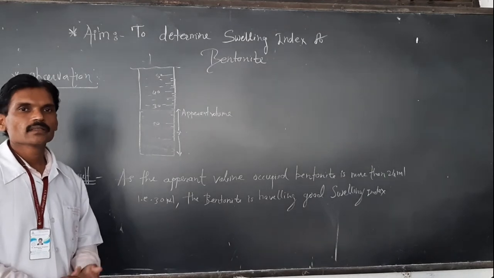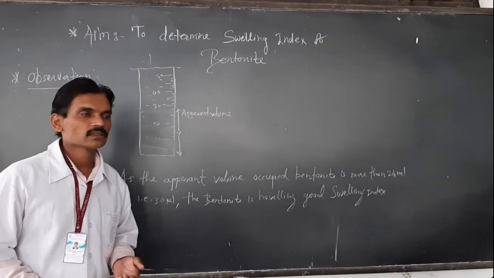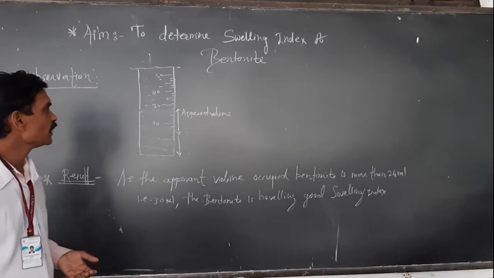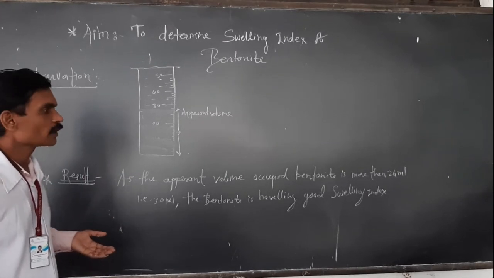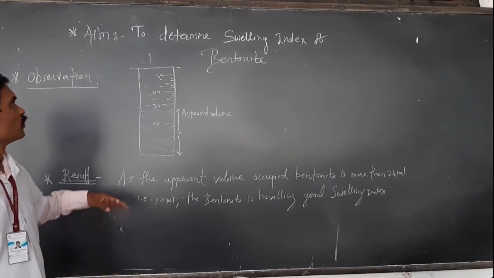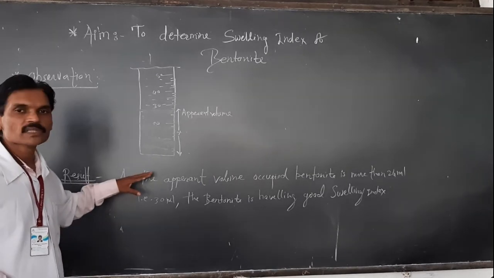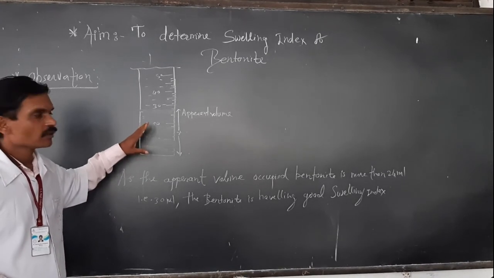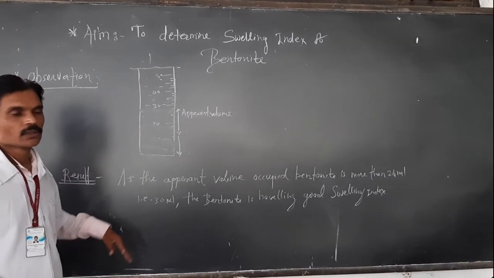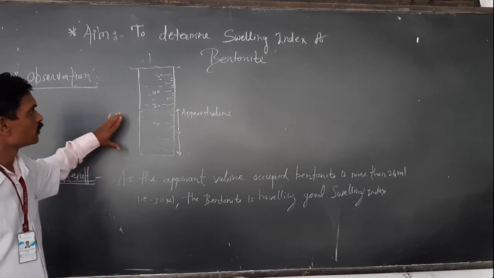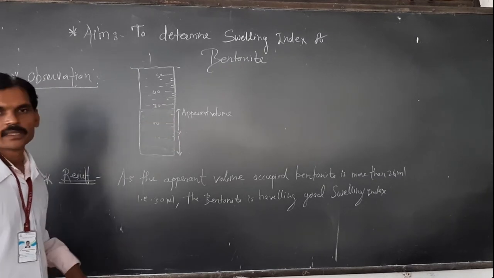So students, after performing the practical of determination of swelling index of bentonite, the next part of this practical is to note the observation and write down the result. While doing the observation, we have to note down the apparent volume. Apparent volume is the volume occupied by bentonite after swelling in the measuring cylinder from the bottom. For today's practical, the apparent volume is more than 24, about 30 ml.